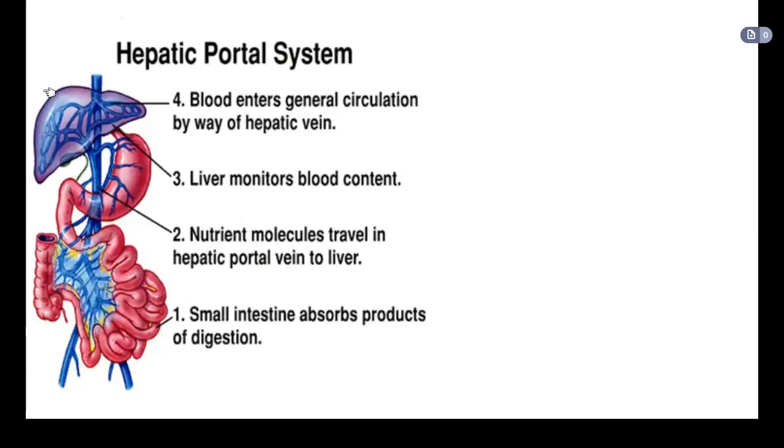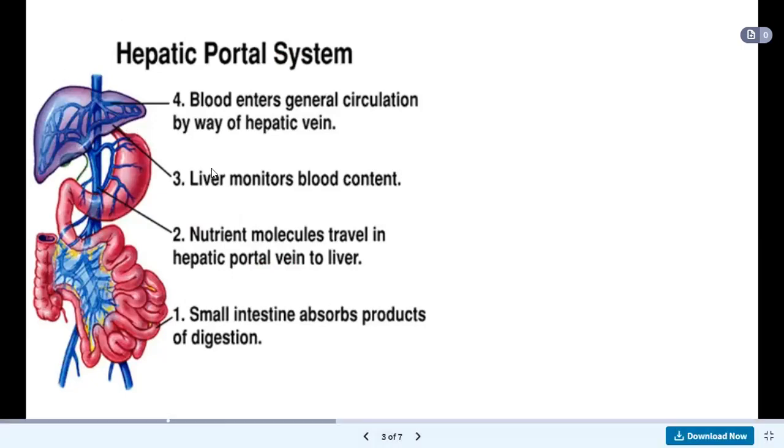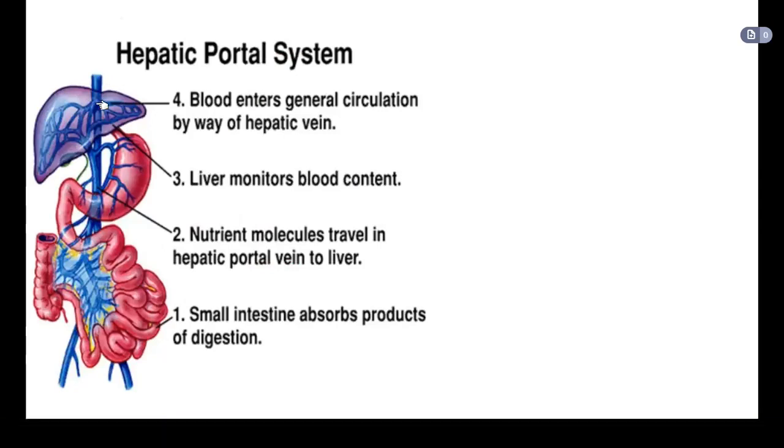So here, this is the liver. And then number 3, the liver monitors the blood contents. Now, the digested food products that are going to the liver include glucose, amino acids, and fatty acids. Why are they going to the liver? Why is the portal vein taking these food products to the liver? It is because the liver metabolizes these food products.